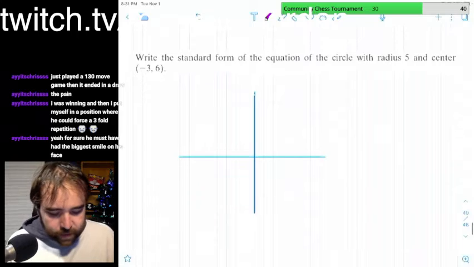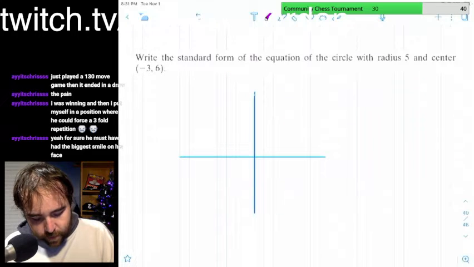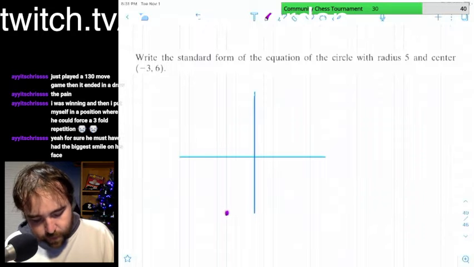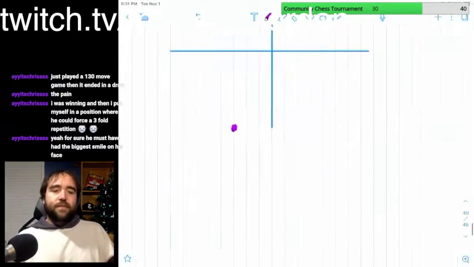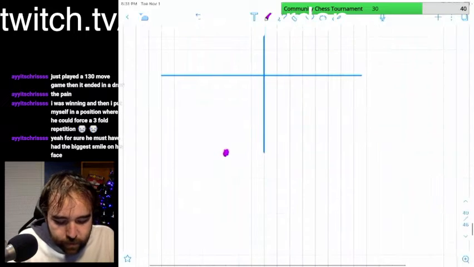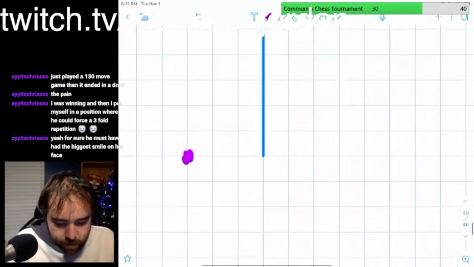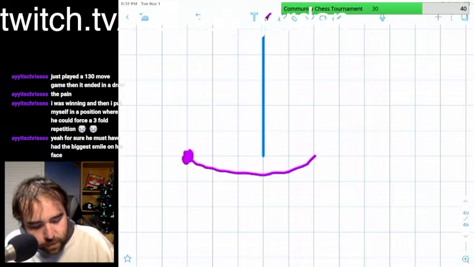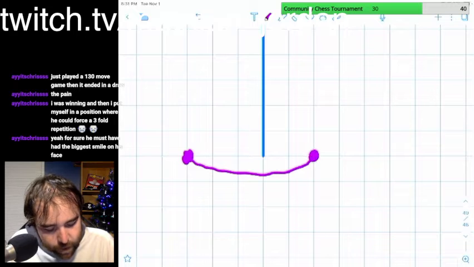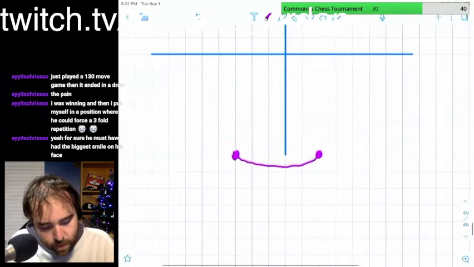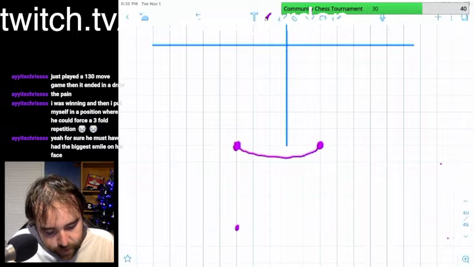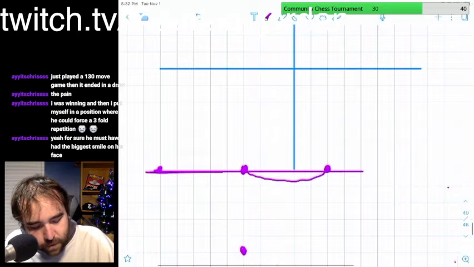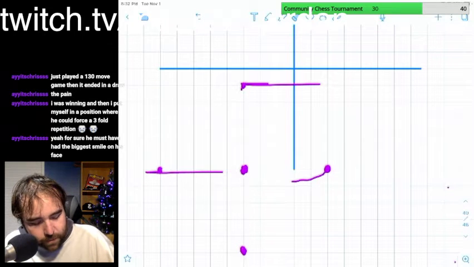So they're telling us the center is -3, 6. That's our point. And they tell us the radius is 5. So I guess from there, if we know the radius is 5, we could plot some more points. So if the radius is 5, that means with our circle, we know if we go 5 this way, we'll get another point on the circle. If we go 5 down, we get another point on the circle. 5 to the left, we get another point on the circle. And 5 up, we get another point.